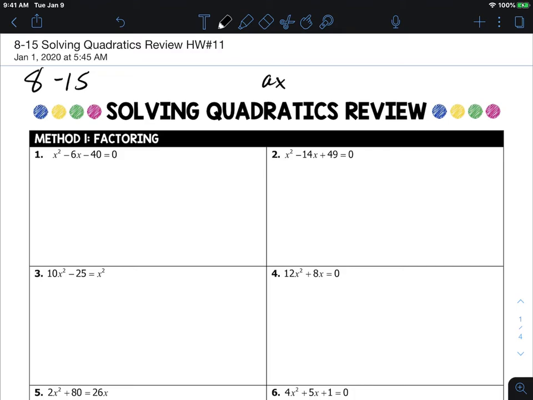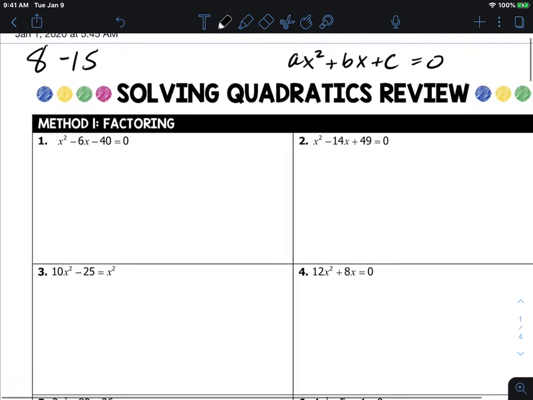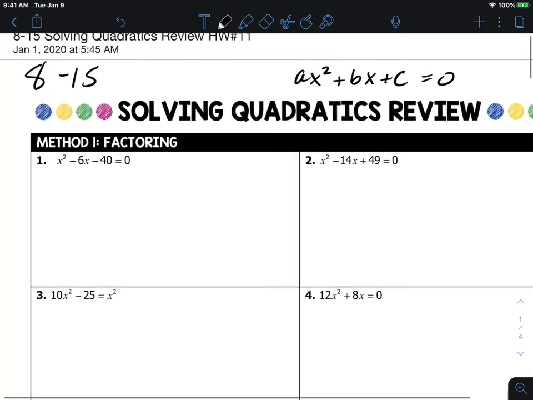AX squared plus BX plus C. And then you have to remember, make sure to set the problem equal to 0 when you're solving a quadratic, especially if you're going to factor. It's the only one we don't set equal to 0. That's when we do our completing the square. But if we're going to factor, make sure the problem is set up in that format, ax squared plus bx plus c, standard form, which on the first one that we're looking at here definitely is.